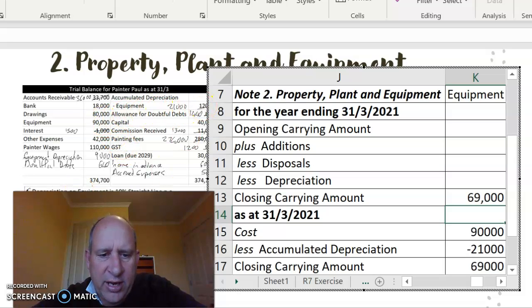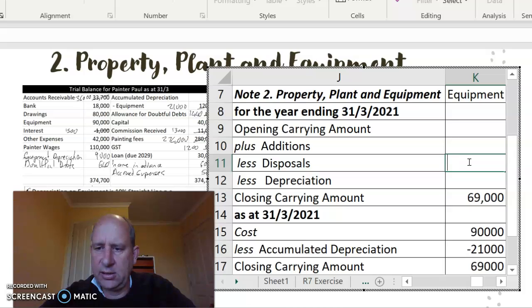But if we look further down, we can see some information in note 6, which we haven't crossed off. So we're going to work our way backwards to find the opening carrying amount. On the 1st of April, old scaffolding was traded in with a cost value of 12,000. It had accumulated depreciation of 9,000. So the carrying amount of the asset that we got rid of was $3,000. So we're going to put that here in disposal.